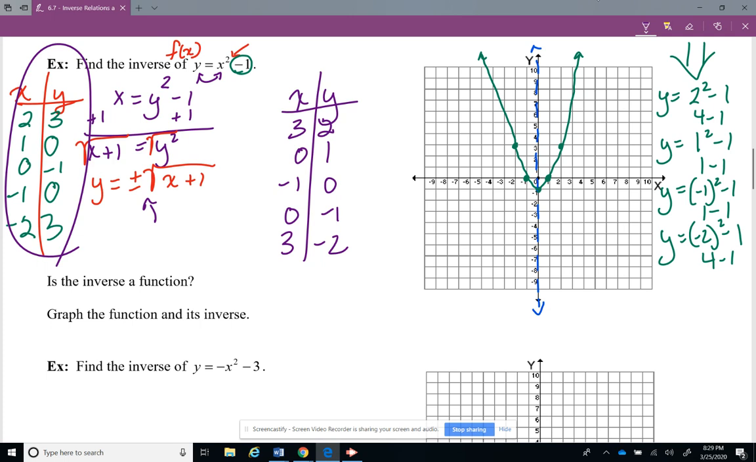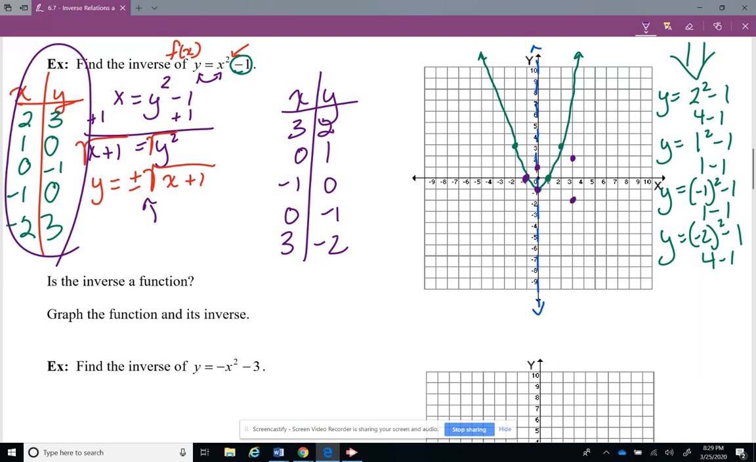So 3, 2, 0, 1, negative 1, 0, 0, negative 1, and 3, negative 2.